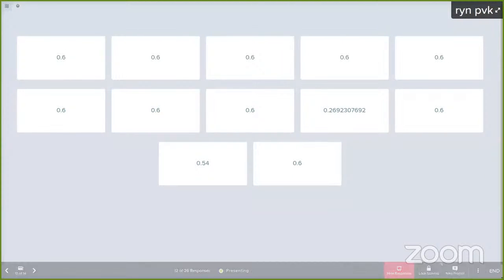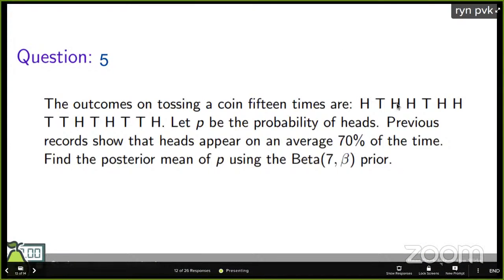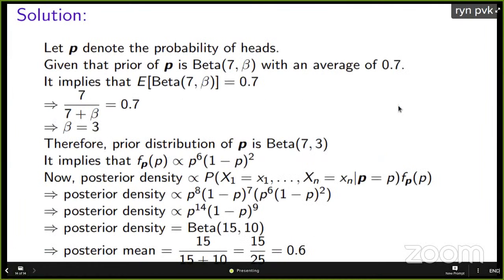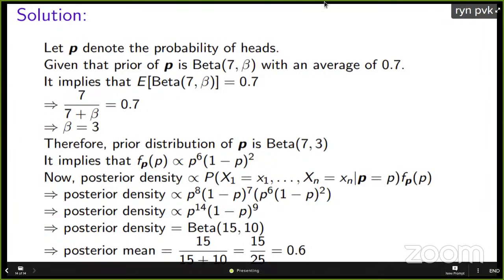Okay, so shall we see the solution now? A lot of people have given 0.6 as the answer. That's fine. So let P denote the probability of heads, right? Given that the prior of P is beta(7, beta) with an average of 0.7, the expected value of beta(7, beta) is 0.7.